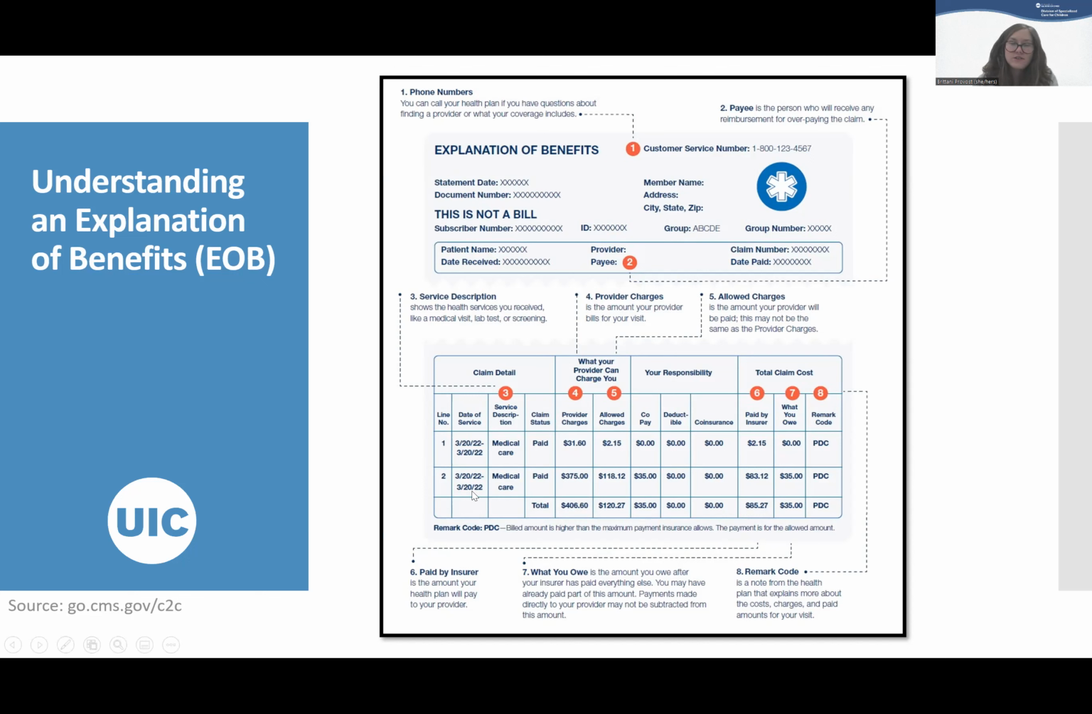So you have your dates of service, the service description, and the claim status. So it's going to tell you whether or not it was paid, the provider charges, so what the provider charged, the allowed charges, and the copay. Some services like this one didn't have a copay. You see it's $0, but this service on the bottom did have a copay of $35. And then at the end here, probably your most important column, is what you owe. This is your insurance company telling you what you should be responsible for on this charge.